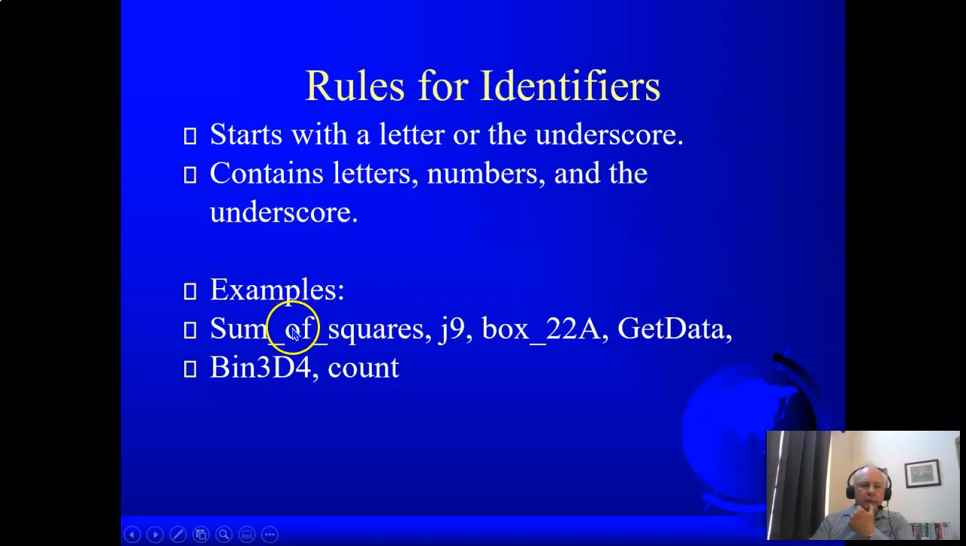And so here are some examples of identifiers. Sum of squares, right? You can't have any blank spaces in your identifiers, and the characters have to all run together. So back in the day when we wanted to separate variable names that were made up of words, we'd separate them with the underscore like this. This is kind of falling out of practice now, as we use something called camel case. Camel case starts with a lowercase letter, like getData, where the G would be lowercase, and then each following word is capitalized. That's the more popular way of doing identifiers now. But J9 is legal, box underscore 22A is legal, bin 3D4 count.